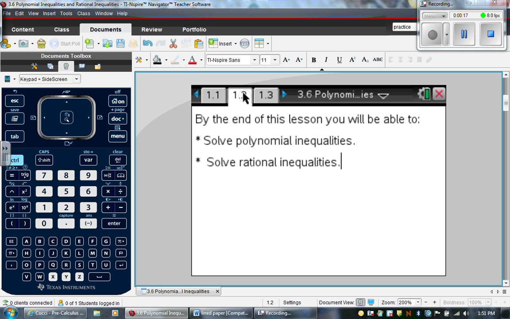Okay, so what you should be able to do by the end of this lesson is you should be able to solve polynomial inequalities, and you should be able to solve rational inequalities as well.